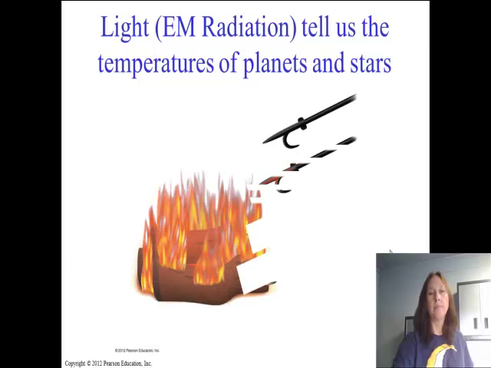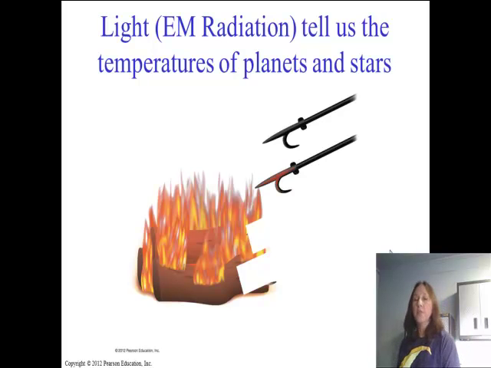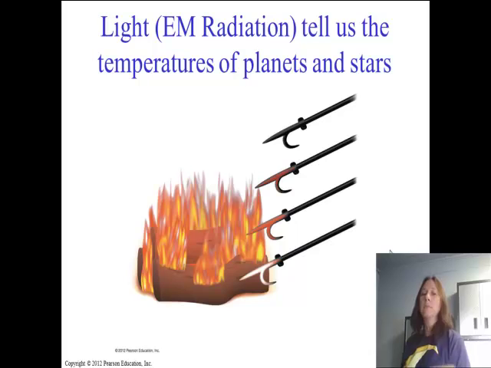Okay, so here's the deal. If you have a poker, it's at room temperature, but if you put that poker into a fire, that poker will begin to glow hot. If you take that hot poker out and hold it up, it is actually going to ooze energy, okay? There's this concept called black body radiation, the radiation that is being oozed by an object like that.